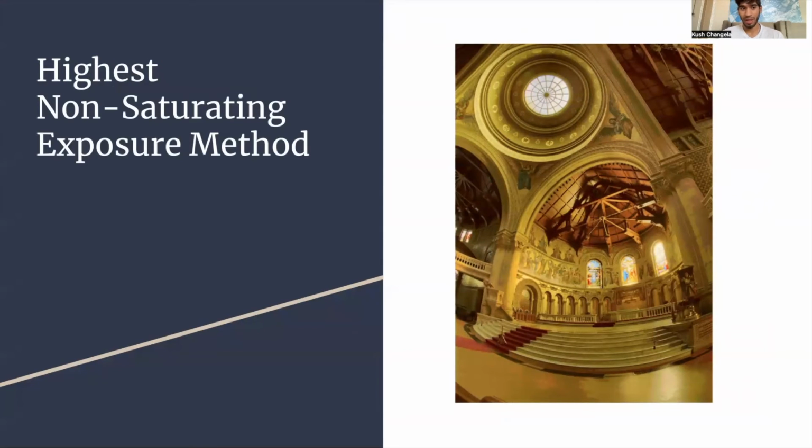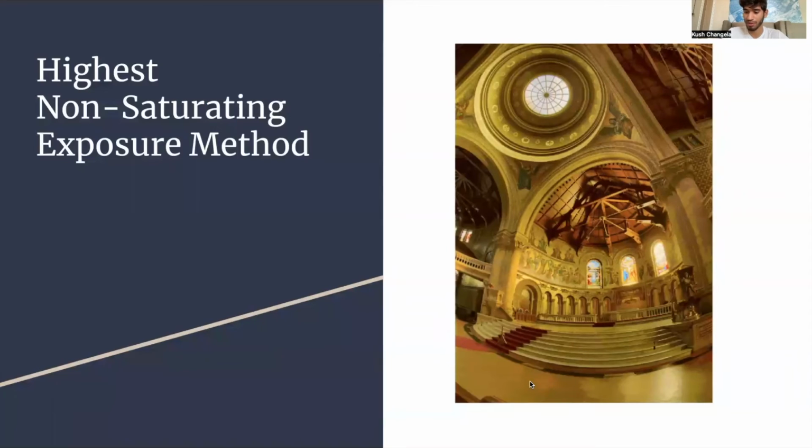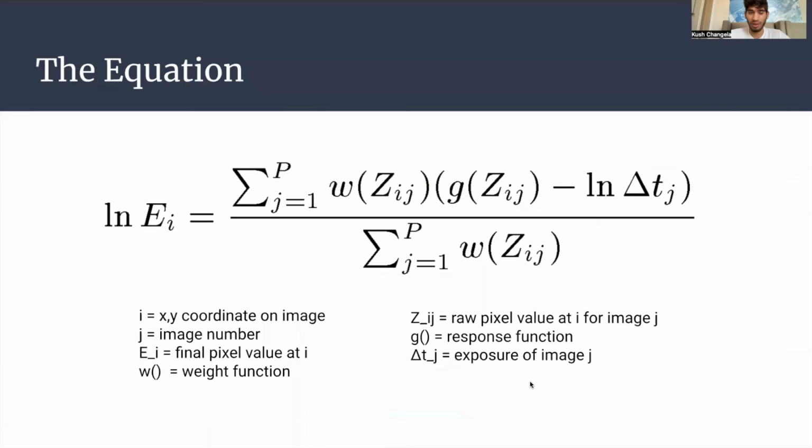The last one was the highest non-saturating exposure method, which basically does the same thing, where we changed the upper level cutoff. We moved it down to 80%, and you just take the highest exposure after that. This one looks really yellow and honestly not great. You do see shadows a bit more, which is a benefit, but you also have some artifacts on the bottom.